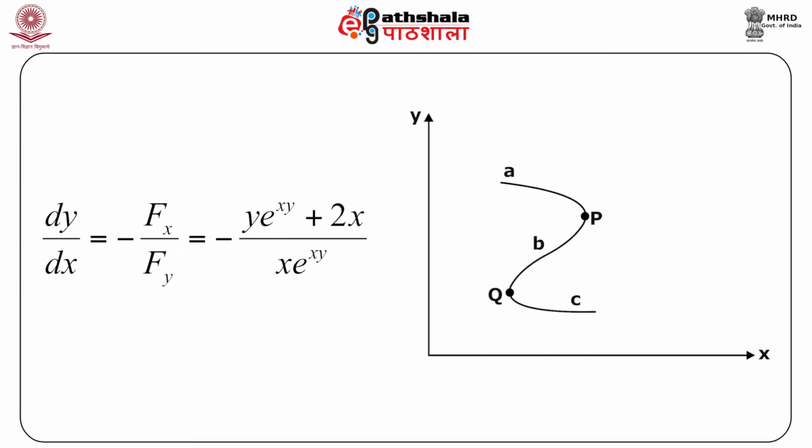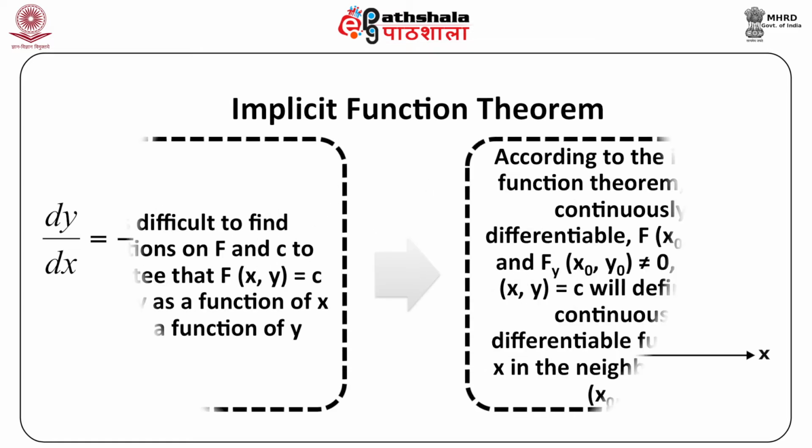Consider a graph as in figure 1. It does not represent either y is equal to f(x) or x is equal to g(y). It can be considered as a composite of three different functions a, b, and c. One can, however, find dy by dx at all points except p and q where the tangent is vertical, that is fy is equal to 0.